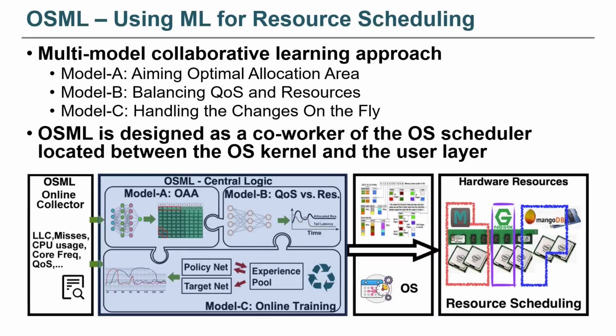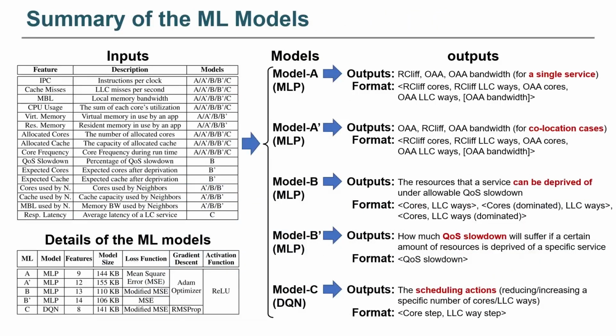Moreover, OSML is designed as a co-worker of the OS scheduler. It is located between OS kernel and the user layer. This slide summarizes all models used in OSML, including Model A shadow, Model B shadow, and Model C. The two shadow models are designed to handle different scenarios in practice.